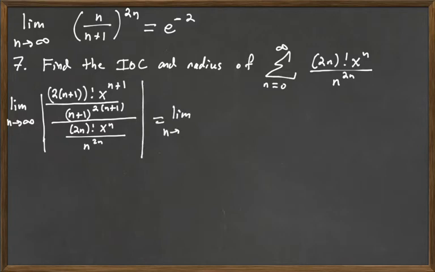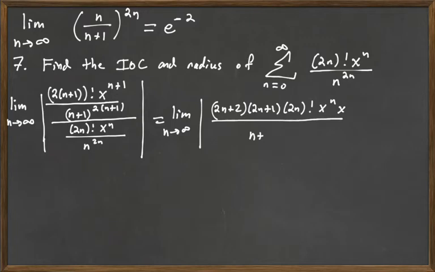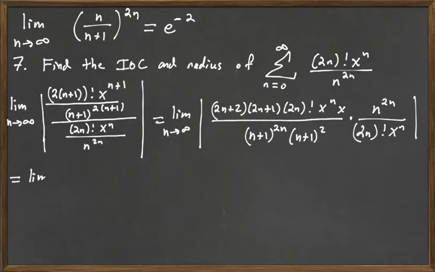So we're going to rewrite this now. So this is going to be the limit as n goes to infinity, and it's going to be 2n plus 2 factorial. So that's 2n plus 2, 2n plus 1, and then 2n factorial. x to the n plus 1 will be x to the n times x all over n plus 1, and we're going to go ahead and rewrite that as n plus 1 to the 2n and then n plus 1 squared, times, and then we're going to take the reciprocal of the dividing fraction, so that'll be n to the 2n divided by 2n factorial x to the n, and this will be the limit as n goes to infinity.